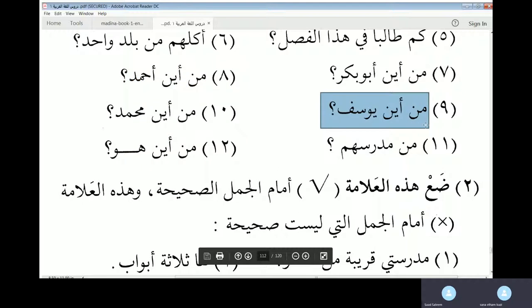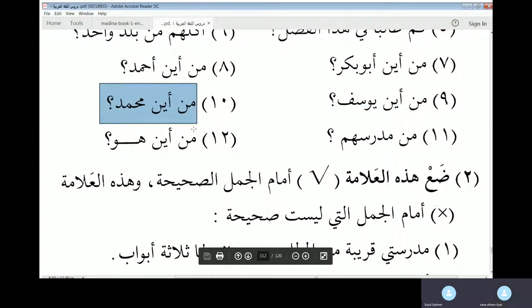Next time use different names, names of different countries. Okay. Min aina Yusufu? Where is Yusuf from? Huwa min Turkiya. He's from Turkey. Min aina Muhammadun? Where is Muhammad from? Huwa min Inglaterra. He's from England.